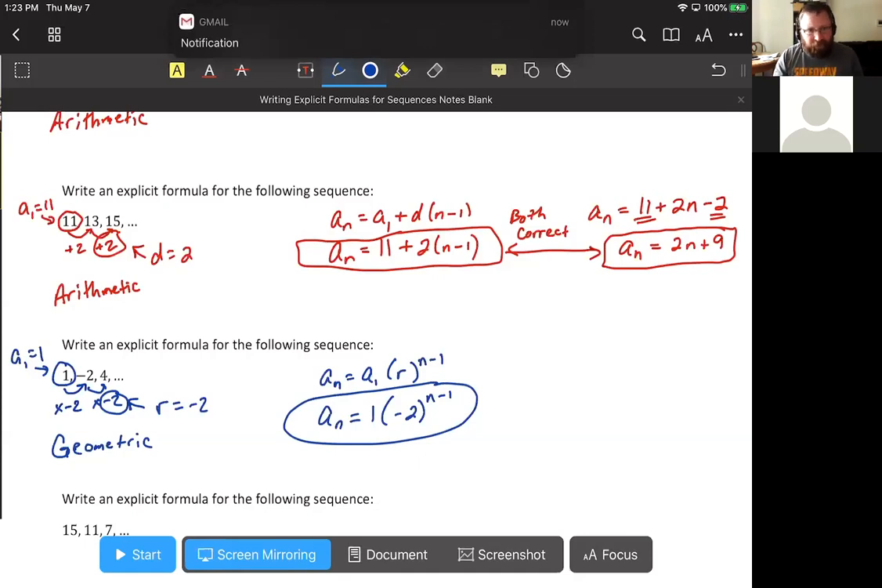Okay, I think there's 2 more examples. We'll go through them here very shortly. So if you've got any questions, drop them in the chat, grab your screenshot.